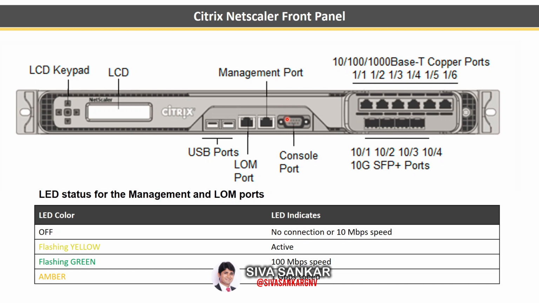But it's better to know. These top ones are 1 gig ports, right? Actually these are 10 MB, 100 MB, and 1 gig base copper ports. These two are copper, these are also copper. Copper means it's RJ45, it's not fiber. So you have 6 ones here. Some models will have, I think, 4. It depends on the model.